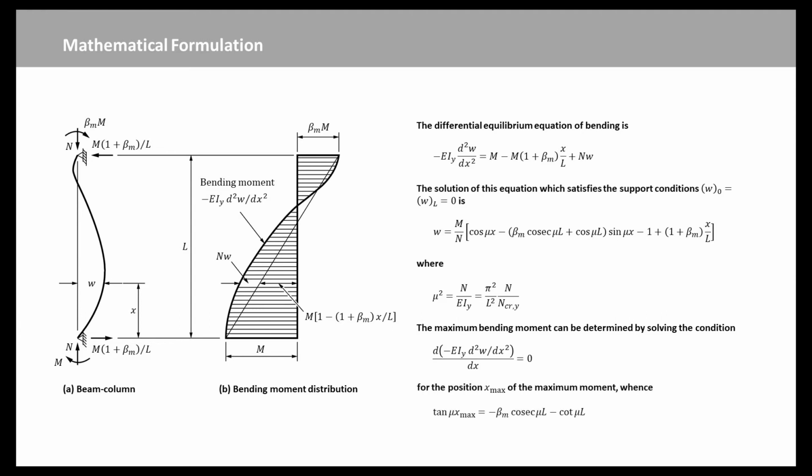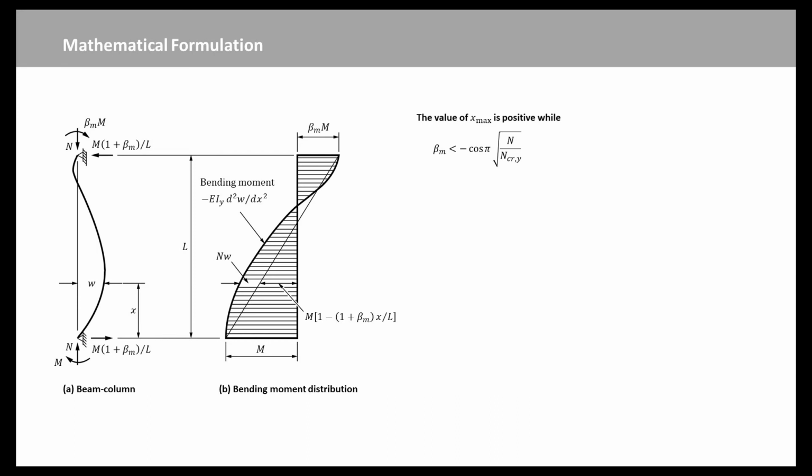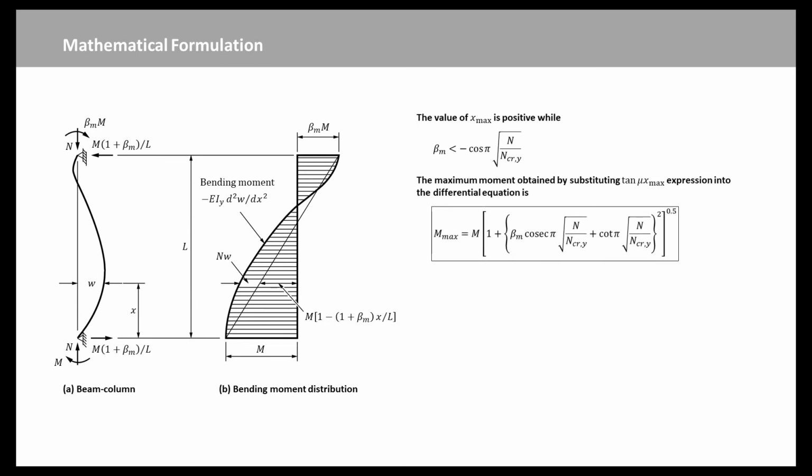For the position x max of the maximum moment, whence this expression is obtained, the value of x max is positive while beta M is less than this expression. And the maximum moment, obtained by substituting the equation for the position x max into the differential equation, is given by this equation. When beta M is larger than this expression, x max is negative, in which case the maximum moment in the beam column is the end moment M at x equal to 0, whence M max equal to M.